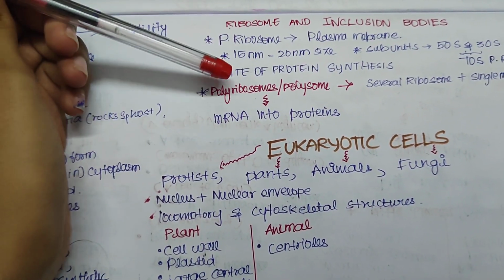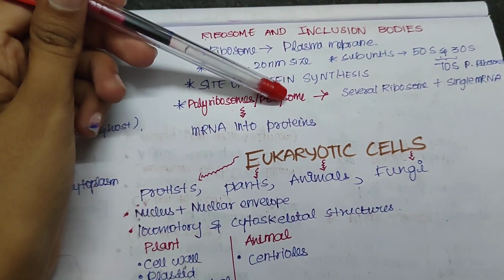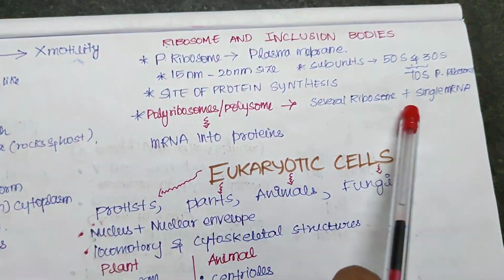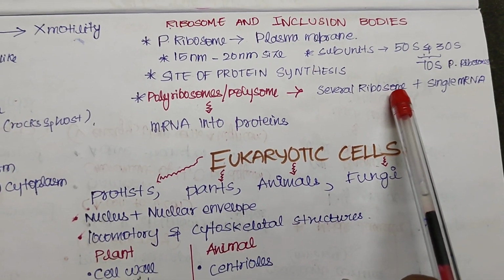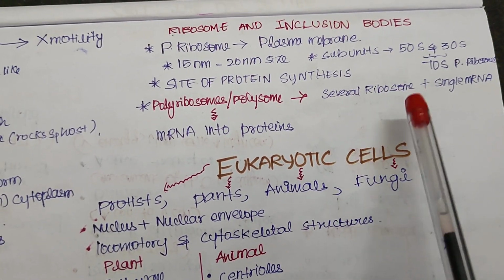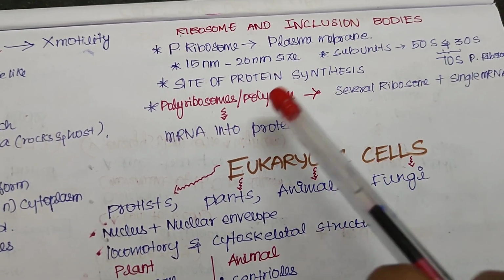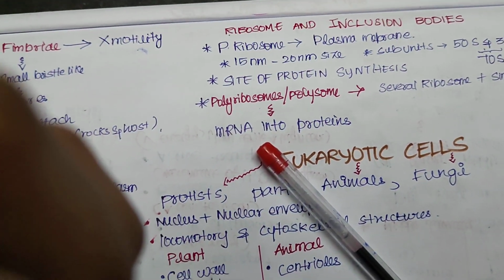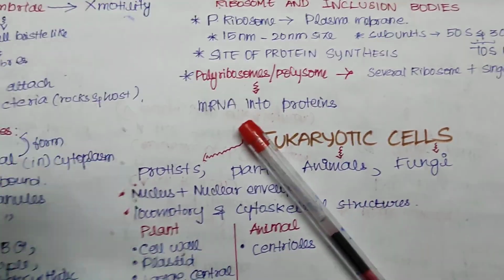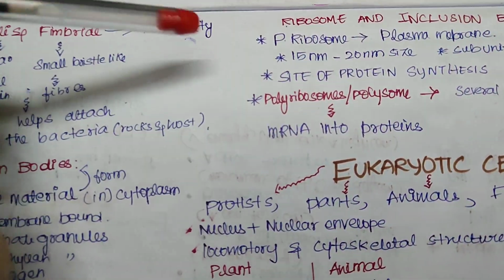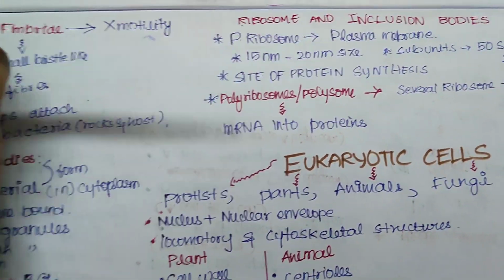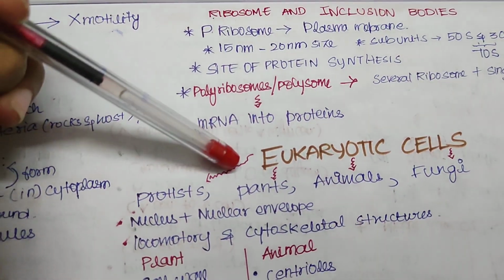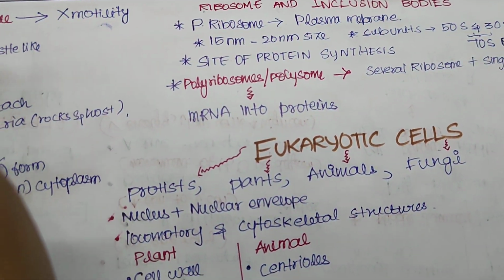And we have something called polyribosomes or polysome. These are made when several ribosomes, that is many ribosomes, are attached to a single mRNA. Know this word. What is a polyribosome or polysome? Several ribosomes plus a single mRNA together form this. And these ribosomes translate the mRNA into protein. We have the central dogma, where we will talk about all this in the 12th chapter. We will discuss this later. So what is the function of polysome? It is to translate the mRNA into protein.